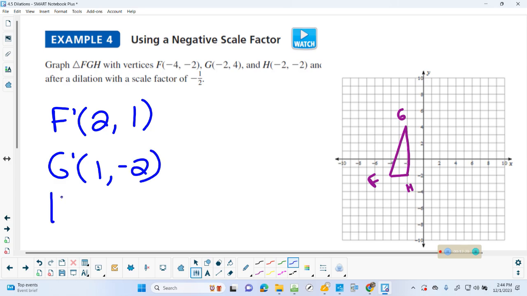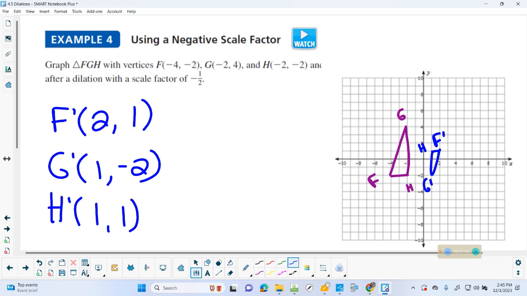Let's do H prime. Okay, so -2 times -1/2, +1. So when I graph this, it should be half the size and rotated 180. Let's see how we did. F prime, G prime. Okay, look, it definitely looks smaller. Looks half the size to me. And of course, if I take this and I rotate it 180, yeah, see it, you got it.